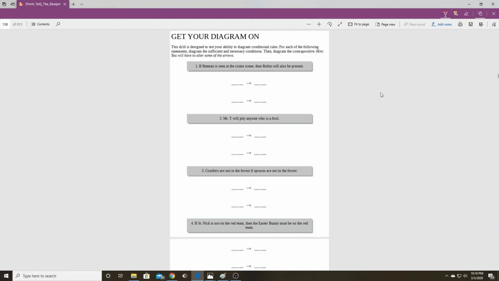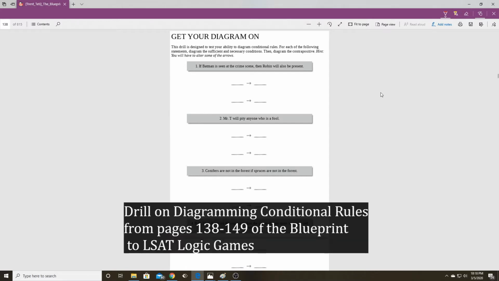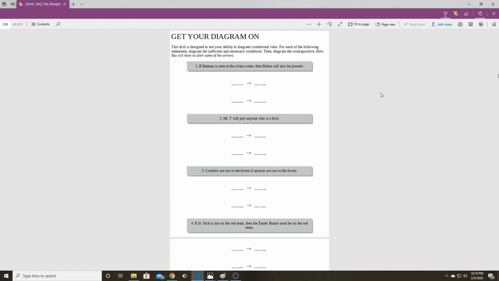If you haven't watched the previous video, I recommend that you do so, or this will not make much sense and be confusing to follow. To recap, this is a drill on diagram conditional rules from pages 138 to 149 of the Blueprint to LSAT Logic Games book, and will greatly help your understanding of conditional phrases that are guaranteed to appear. If you are planning on taking the LSAT, you definitely need to understand these concepts to avoid making common logical fallacies, such as converses, of sufficient and necessary conditions.